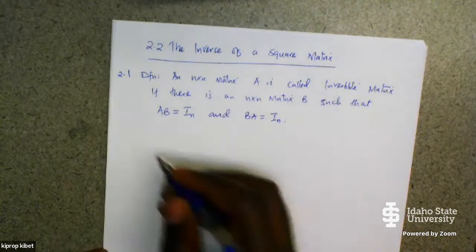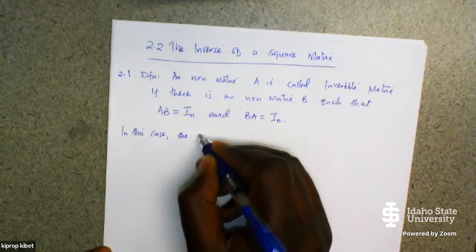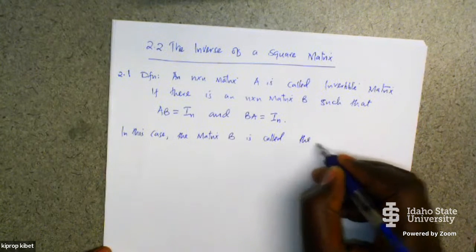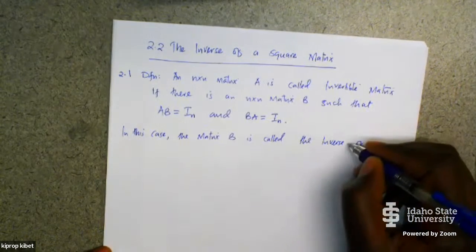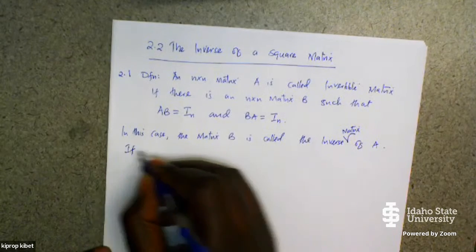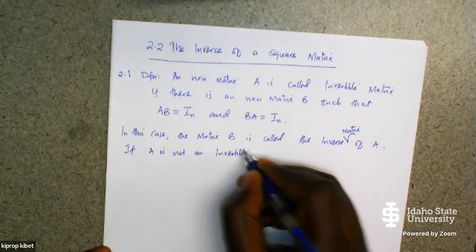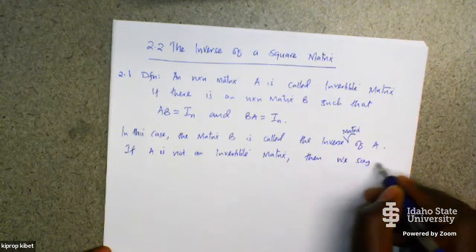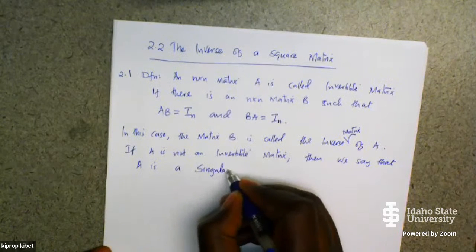In this case, the matrix B is called the inverse matrix of A. If A is not an invertible matrix, then we say that A is a singular matrix.